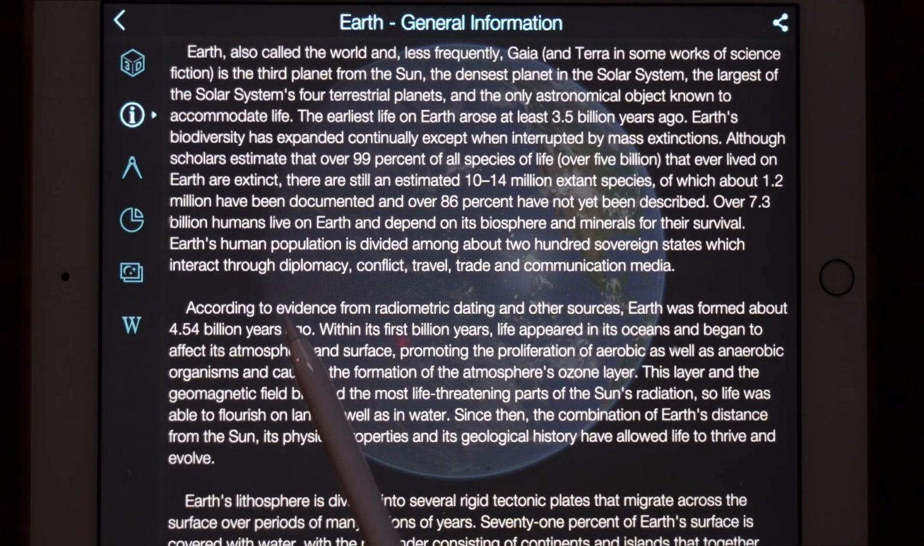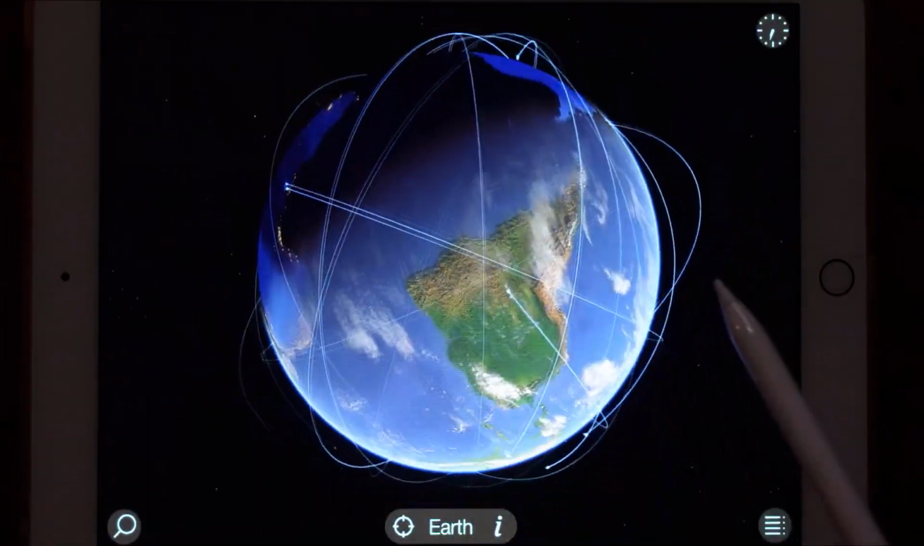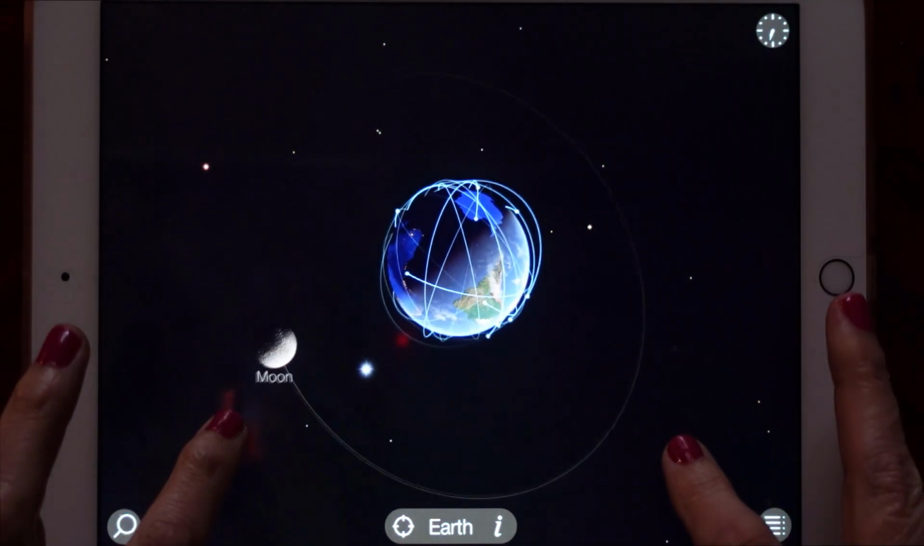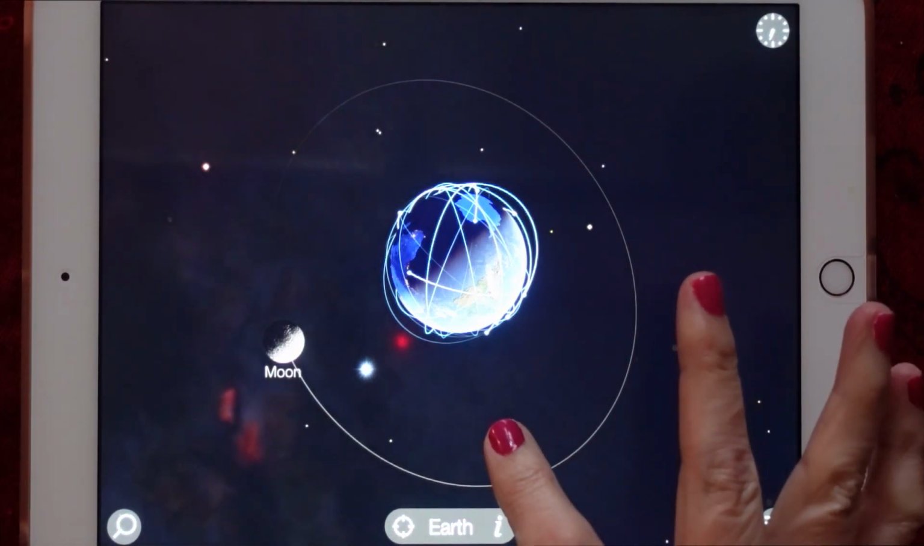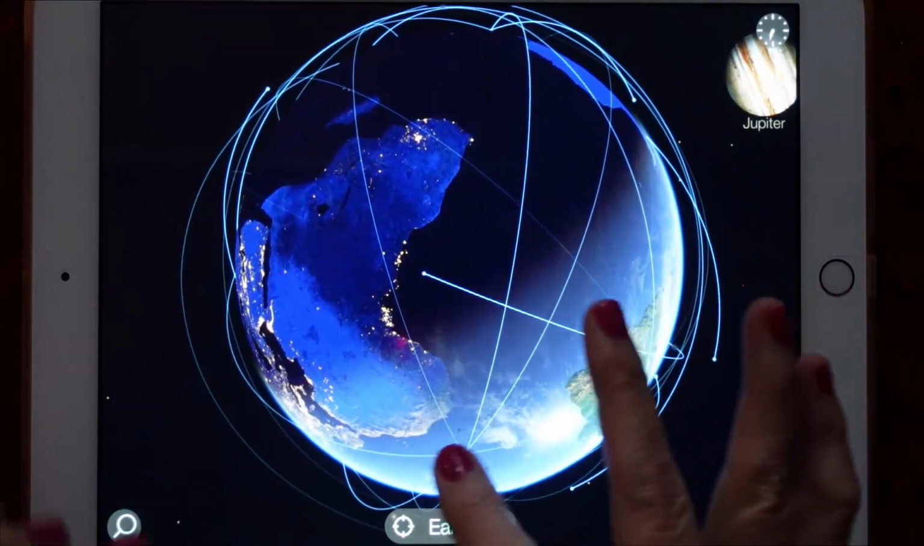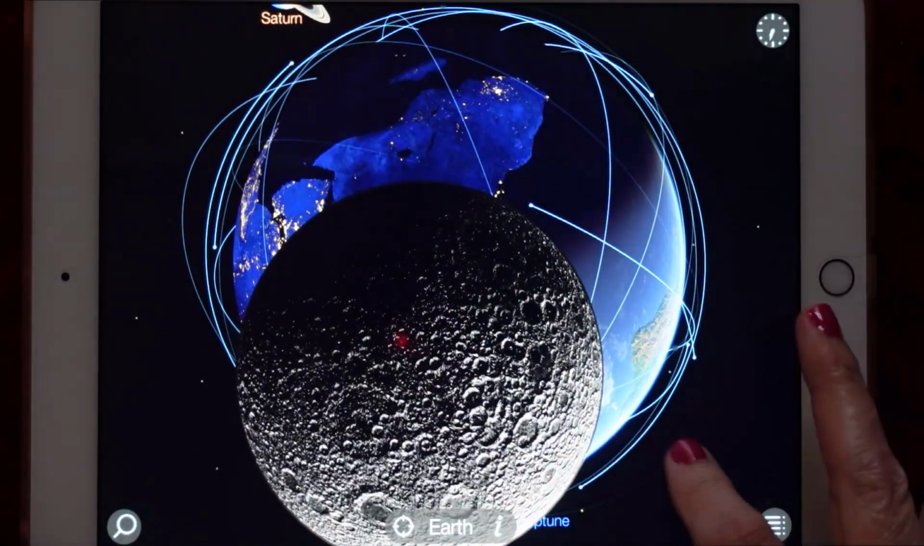Okay, so we're going to go back and we are going to check out another celestial object. We're going to check out the moon. There it is.